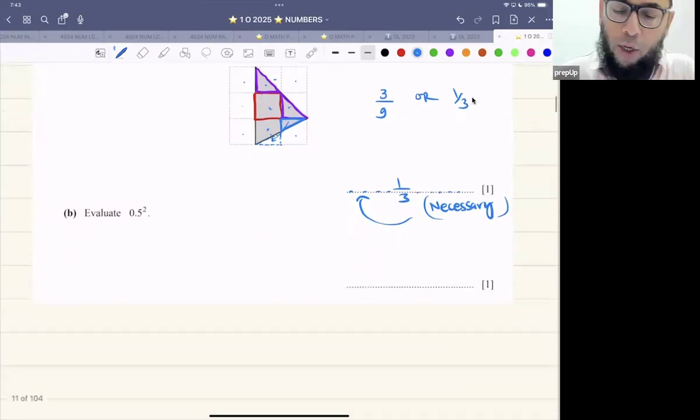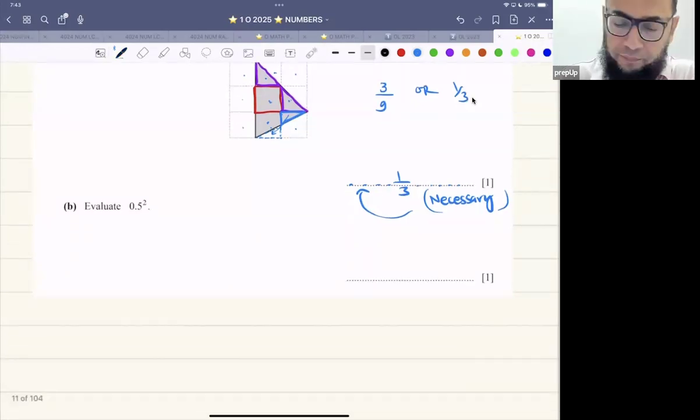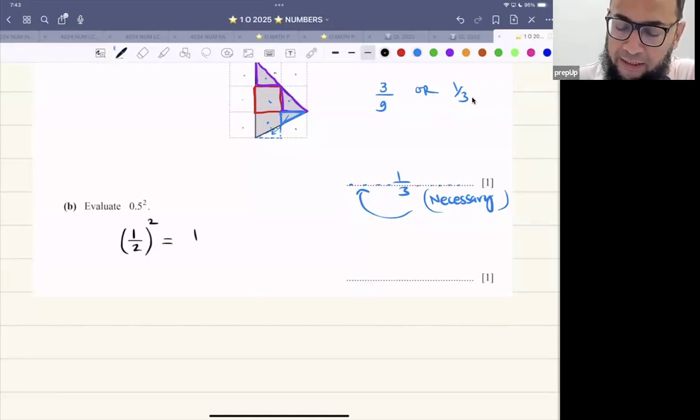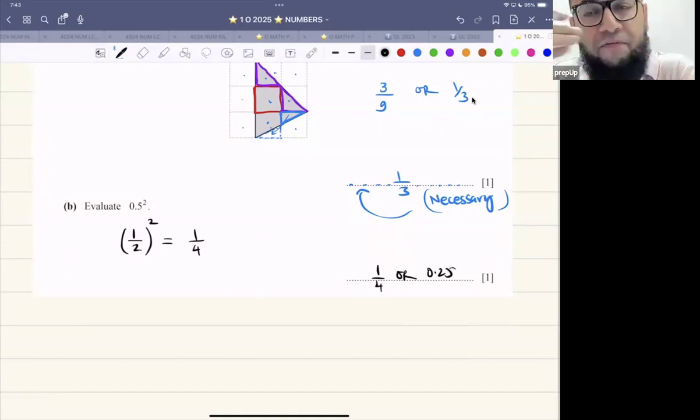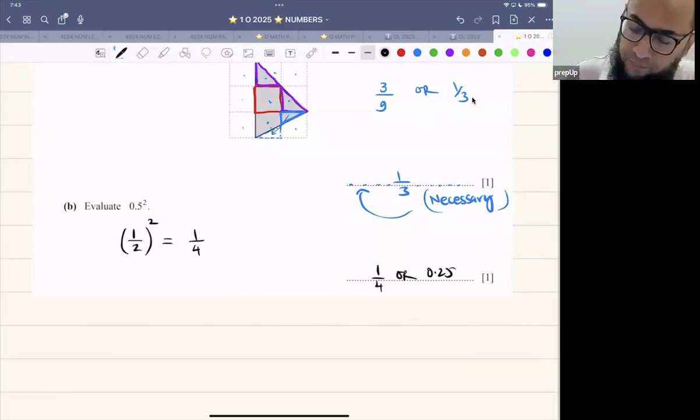So now when we talk about this 0.5 squared, 0.5 is half. I'll square half. Half squared, that is 1/4. I'll simply write 1/4. I can also write 0.25. Instead of multiplying in decimal, I prefer to choose fractions.